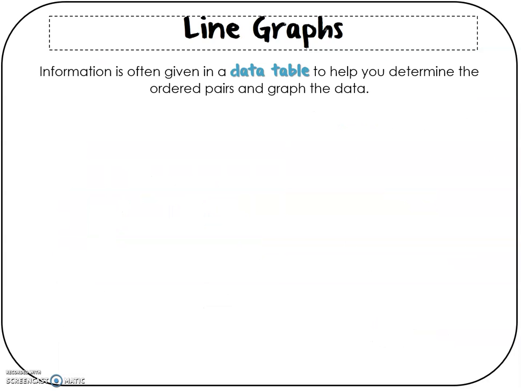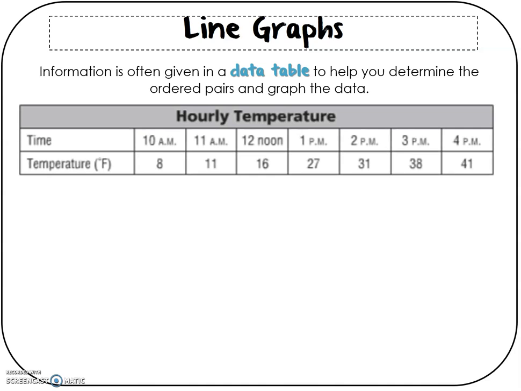Most of the time, you're going to be given information in a data table, and this can help you figure out the ordered pairs before you start graphing. So here's an example of what a data table would look like. I can tell that this table is showing me all about different hourly temperatures.